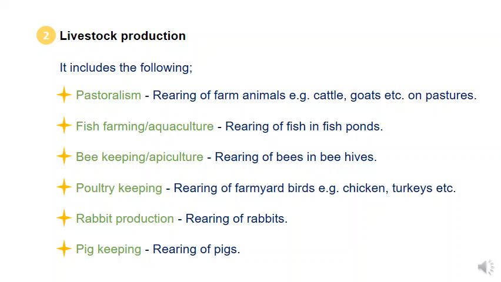It entails pastoralism, which entails rearing of farm animals like cattle and goats; fish farming or aquaculture, that entails rearing of fish; beekeeping, which is called apiculture; poultry keeping; and pig rearing.